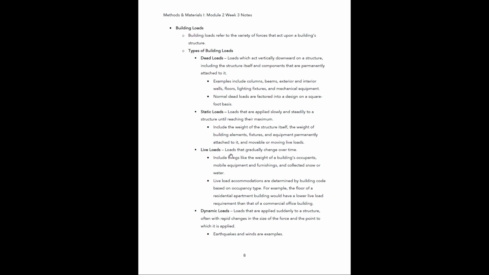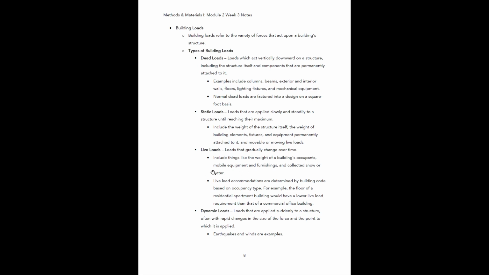Live loads. So these are loads that are going to gradually be changing over time. This is going to include things like the weight of a building's occupants. So all the people inside the building, they're going to be coming to a building and then moving throughout it. Okay, so that's always going to be changing depending on how many people are in the building at a given time. So they have to take that into consideration too, and they have to consider occupancies and maximum occupancies, and they have to design around the maximum that the building can hold according to code.